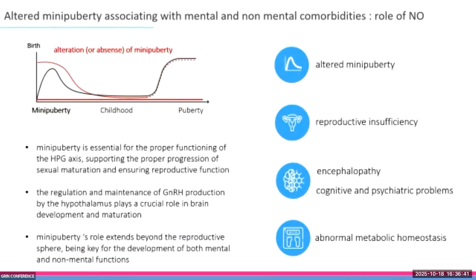And this basically means that mini-puberty is essential for the proper functioning of the hypothalamic pituitary gonadal axis, supporting the progression from the infantile times to a more fertile phenotype during puberty, but that this axis and the maintenance of GnRH production in a controlled, sustained physiological manner plays a crucial role for brain neurodevelopment and overall brain maturation. So it means that the role of mini-puberty extends beyond the reproductive sphere, being key for the development of both mental but also non-mental functions.